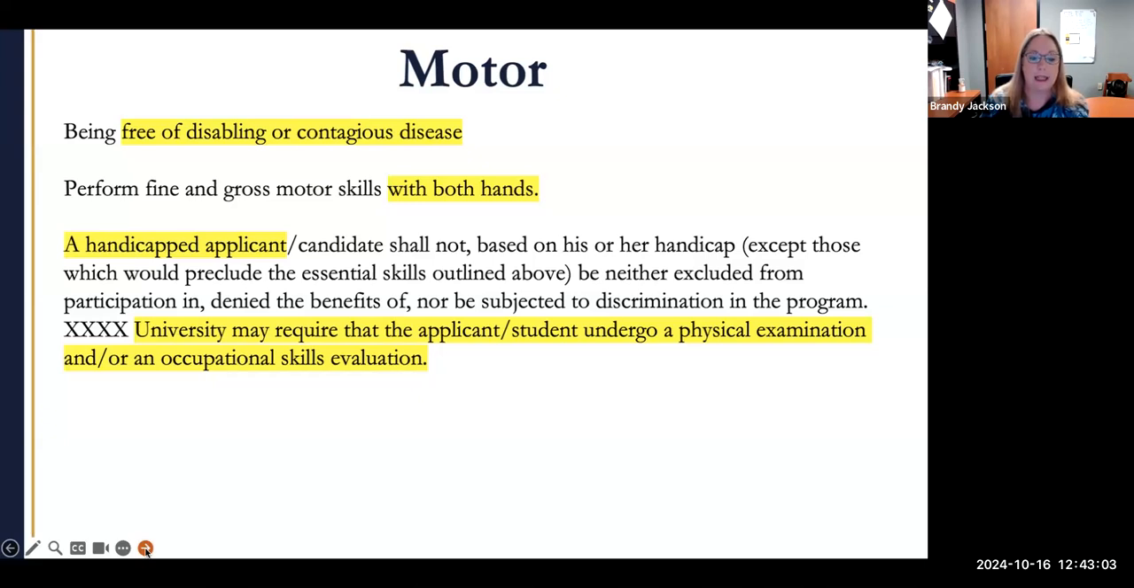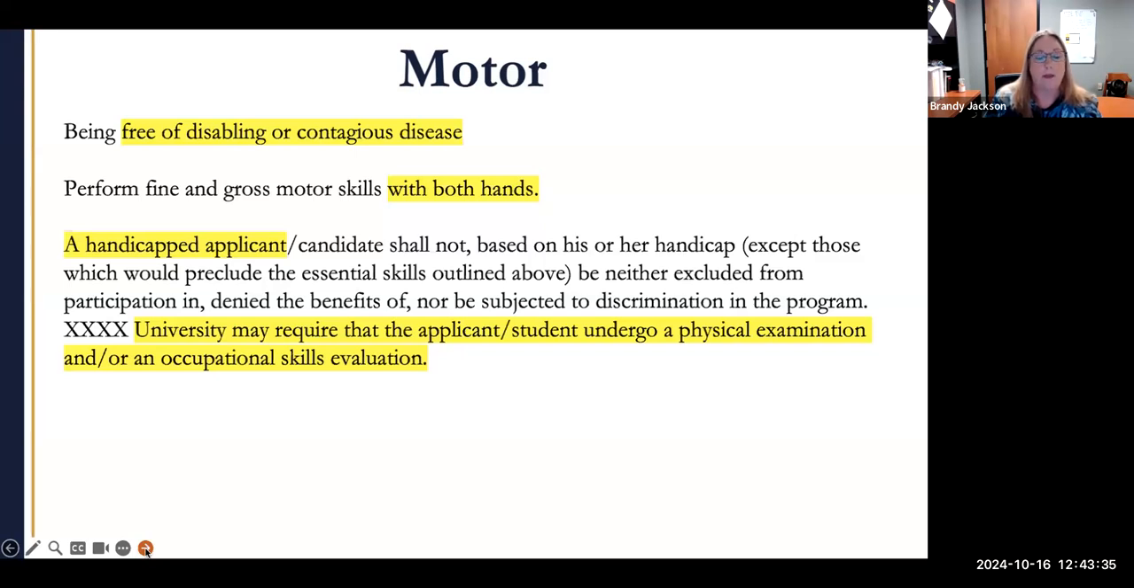In this case, these standards, many very transparently stick out as problematic. First, being free of disabling or contagious disease is perhaps the most outwardly non-inclusive discriminatory standard we've seen yet. And at the risk of being a broken record, these are current technical standards in practice. Another is perform fine and gross motor skills with both hands.